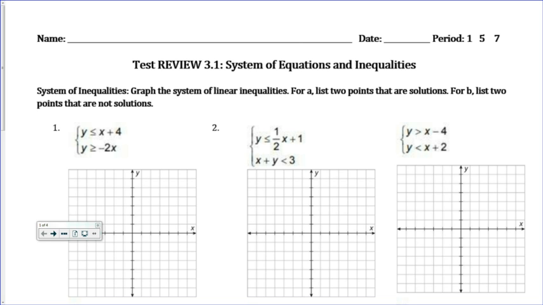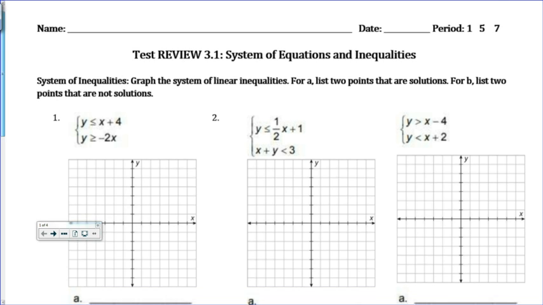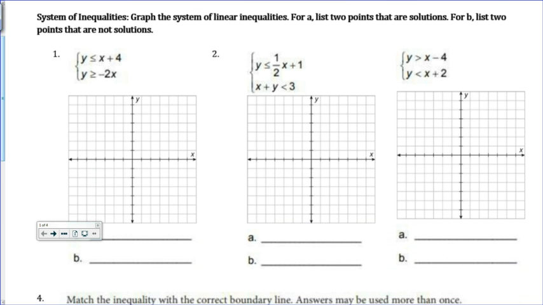Let's start with number 2, System of Inequalities. Graph the system of linear inequalities. For A, list 2 points that are solutions, and for B, list 2 points that are not solutions. So looking at number 2, our first equation is already in slope-intercept form, so we can graph this one. We have 1 as our y-intercept, and then our slope is 1/2. So rise 1, run 2.